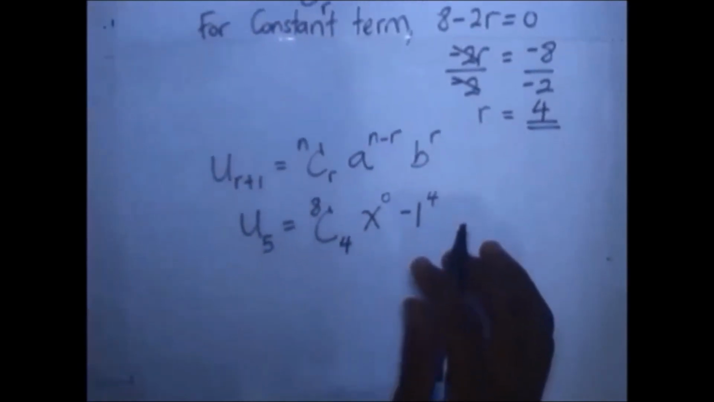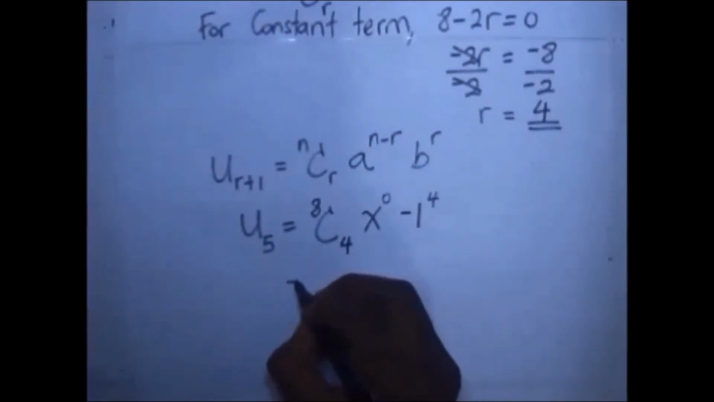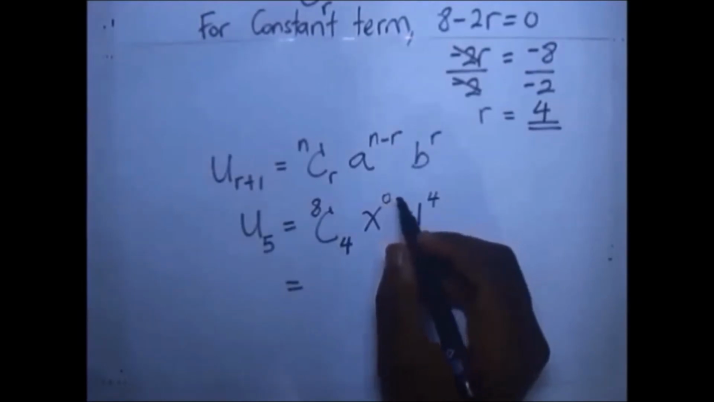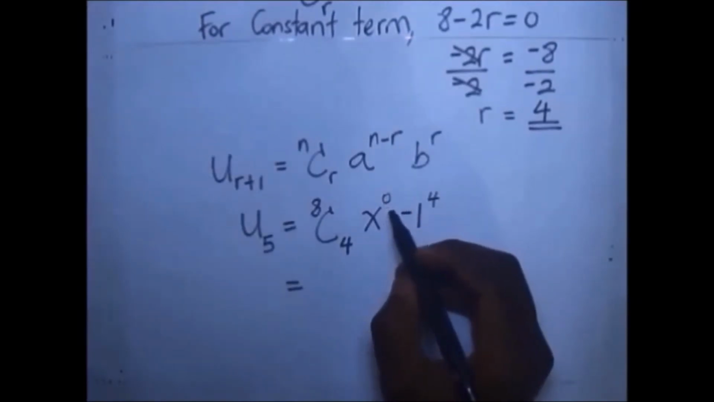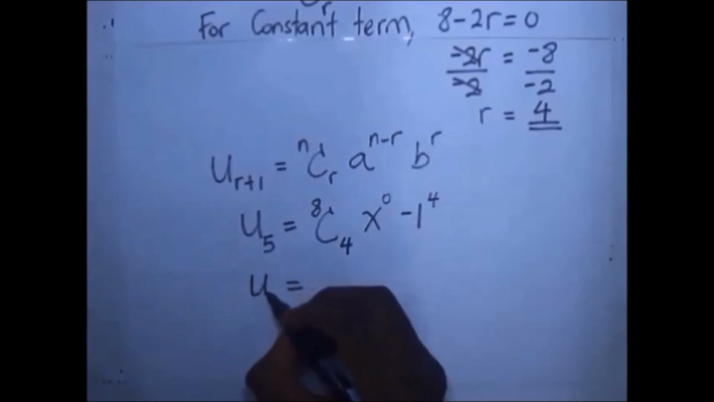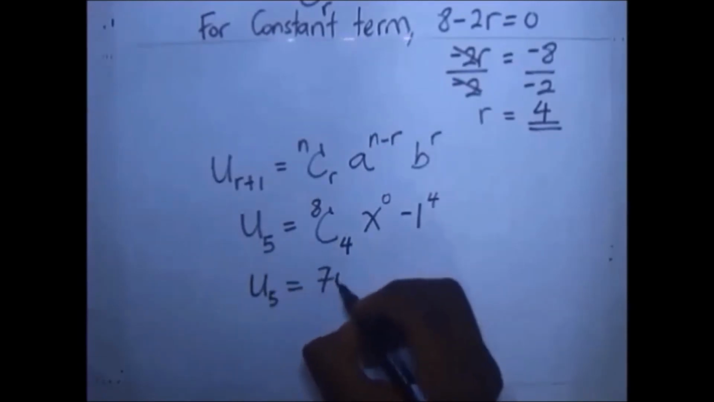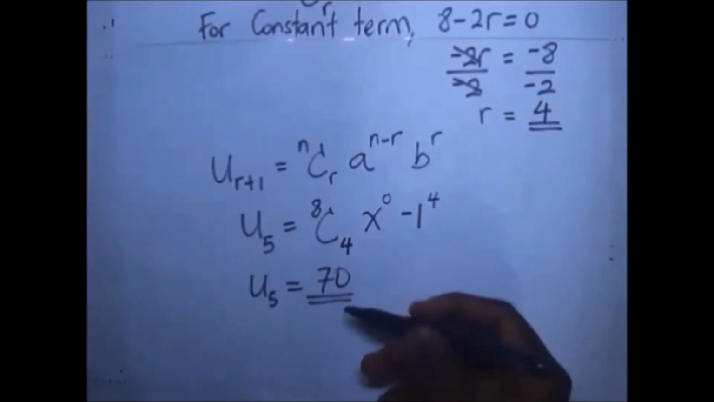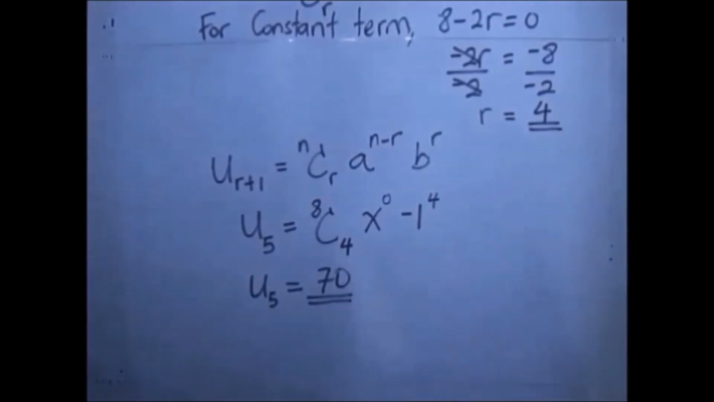So of course now here we shall end up getting x to the power 0, which is simply going to give us 1, so we shall end up with our u5 as 70. So it is 70, and that is the constant term.